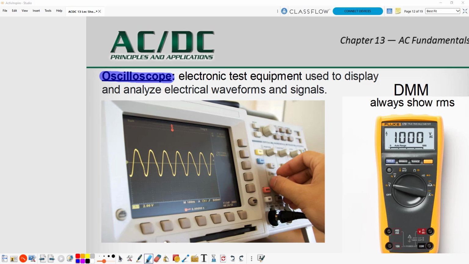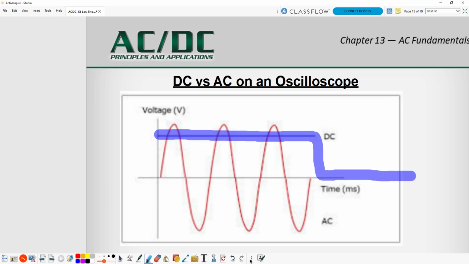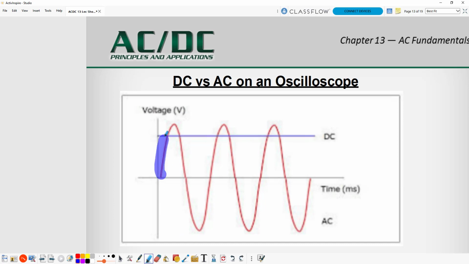If we were to compare what a DC voltage signal would look like to an AC voltage signal on an oscilloscope's display, a DC voltage would just be a constant straight line. If we turned off our DC voltage, it would just go down to the 0 volt axis and show you 0. Whereas an AC voltage is going to go from its 0 volt axis to max positive, back down to 0 volt axis, max negative, and so forth.